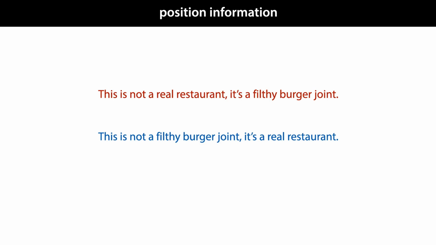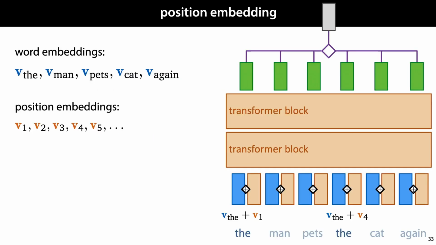This is what we mean when we say that the self-attention is fundamentally a set operation. It treats the input as a set, and it cannot look at the ordering of the tokens. If we want the model to pay attention to the way the tokens are ordered, we need to tell it how they are ordered in the first place. Position embeddings are one way of achieving this.